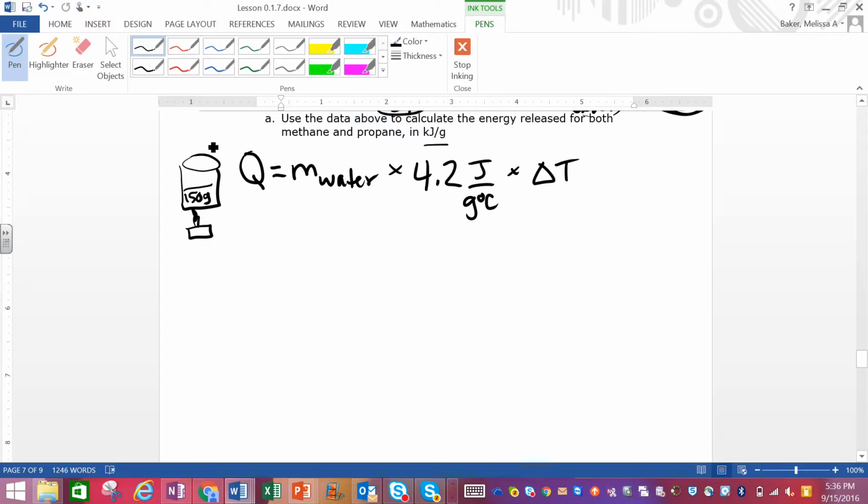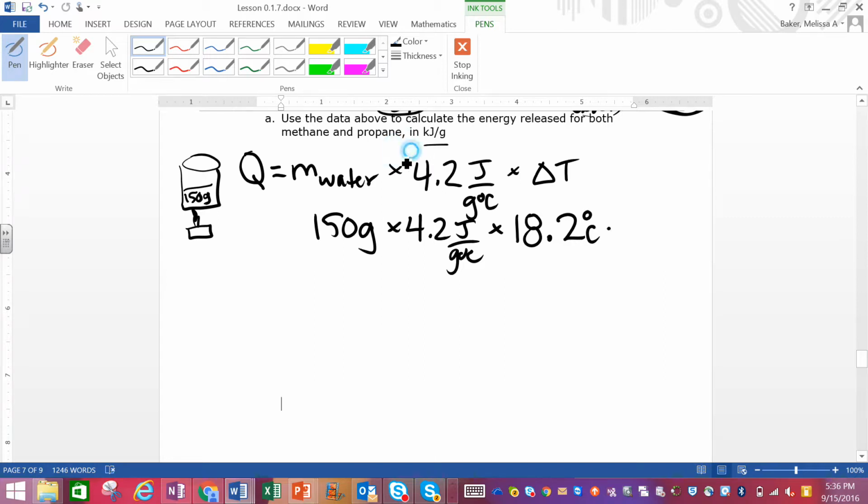So now I can plug in my numbers here. The mass of the water was 150 grams times 4.2 joules per gram degrees Celsius times methane's change in temperature on average from my chart above, 18.2 degrees Celsius. So when I plug that into my calculator, 11,466 joules of energy were released. Now, to get that into kilojoules, I'm going to divide by 1,000.